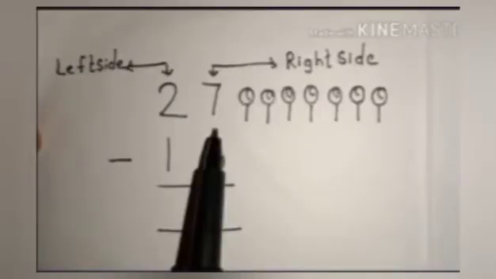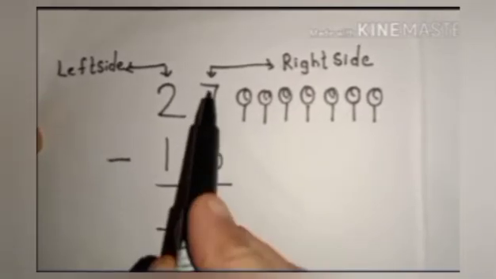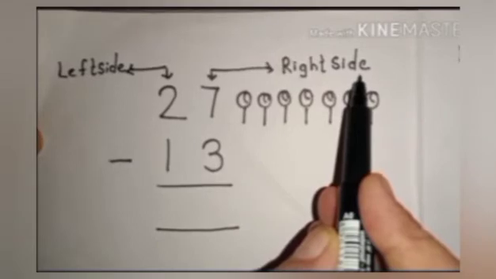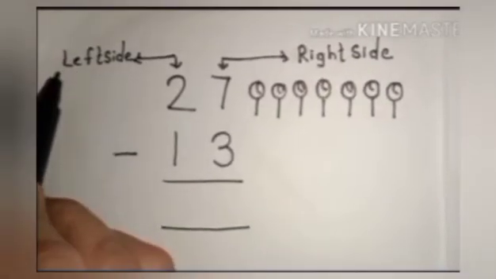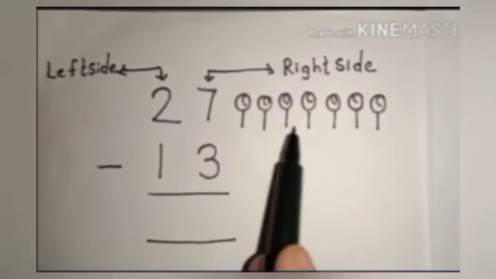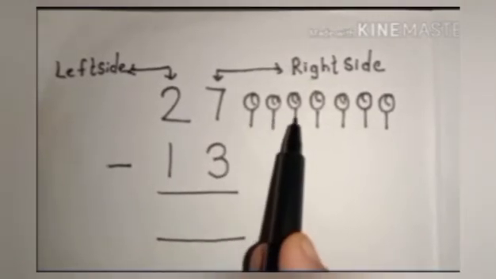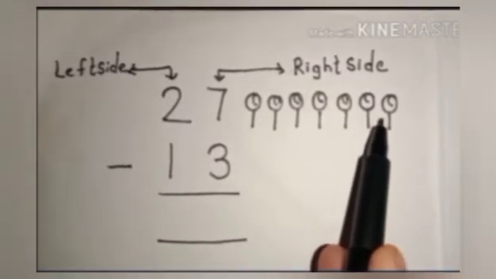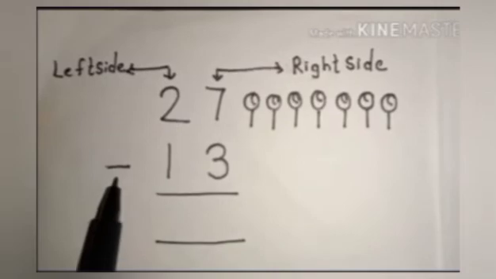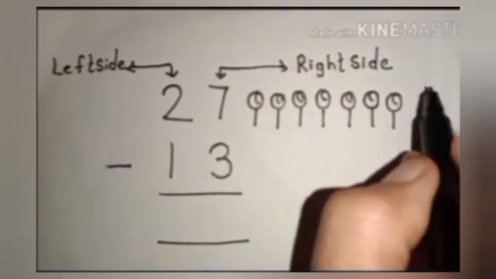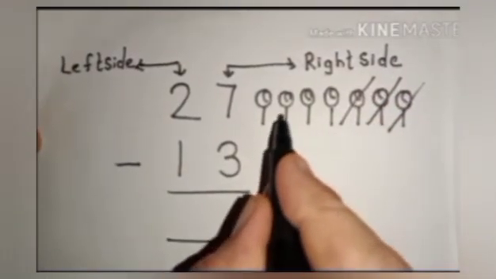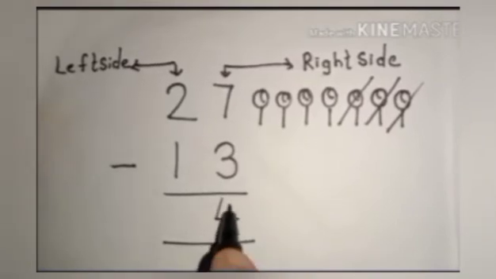The two-digit number has the right side as the ones place, as well as the left side, the tens place. This you can see, the lollipops. 1, 2, 3, 4, 5, 6, 7. 7 lollipops. From 7 lollipops, I will minus 3. 1, 2, 3. So 1, 2, 3, 4. 4 I will write in the ones place.